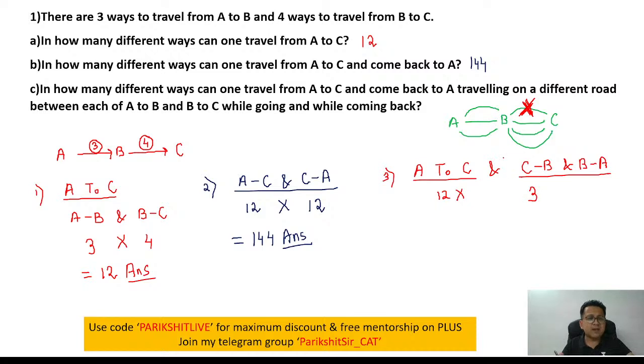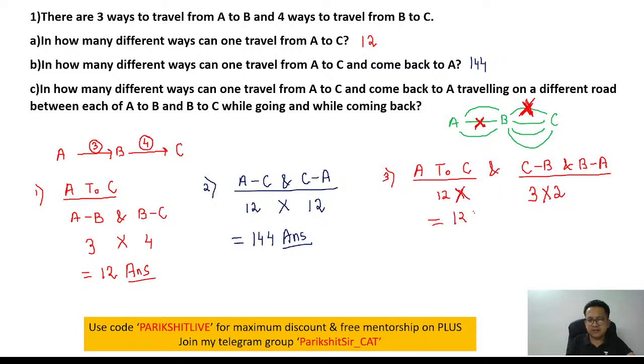Similarly, B to A. Let's say while going from A to B, initially for the first time, you used the middle route. So while coming back, you can't use the middle route again. You have to come back via a different route. So how many ways? 2 ways. And because you are having 'and', you're just going to multiply all of these, right?